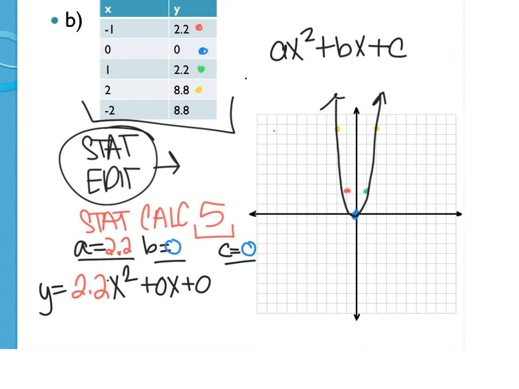You don't use these right here, okay? Those are just going to be invisible. They become zeros. So y is equal to 2.2x squared. Does it give you your r on that also? Yes, what is your r? 1, which means it's perfect. It's very strong, okay?